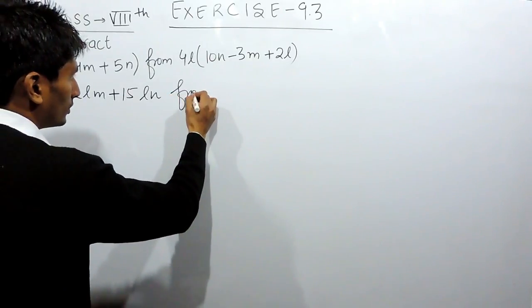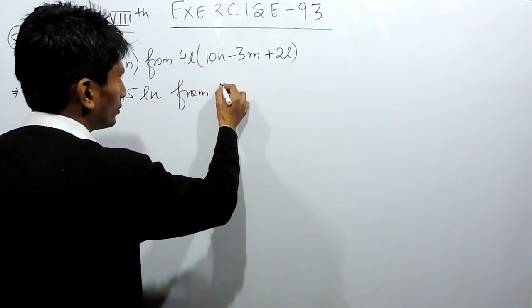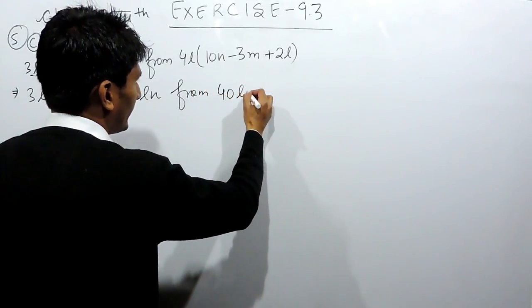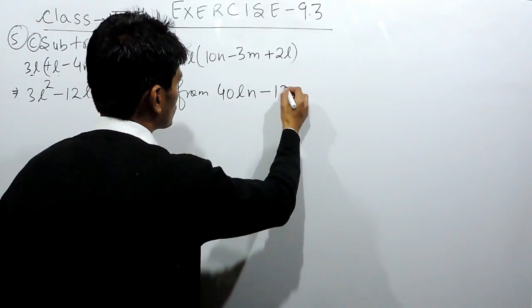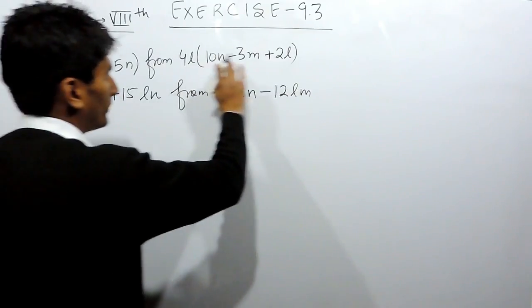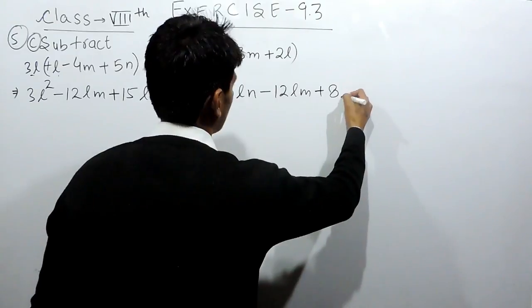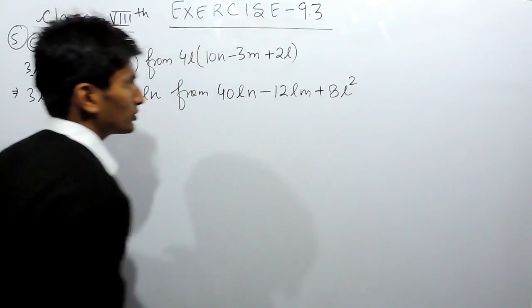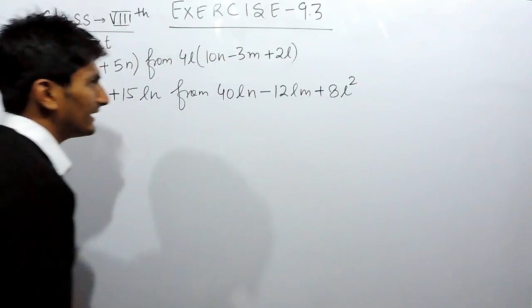So this has to be subtracted from this. Again we have to simplify this. 4 into 10 is 40, L multiplied by N. Similarly 4 multiplied by 3 is 12, L multiplied by M, and 4 multiplied by 2 is 8. Again this will be L square, because the base is the same, so the powers will be added.